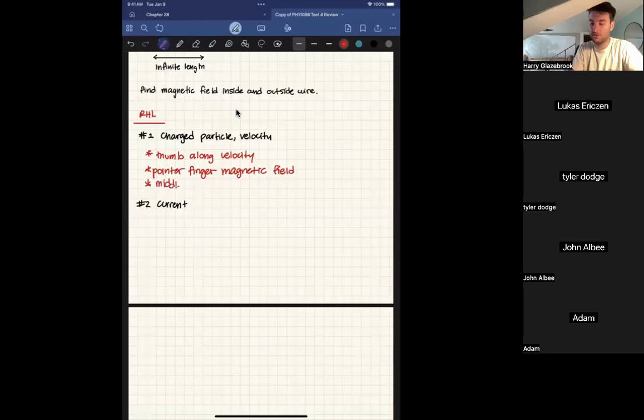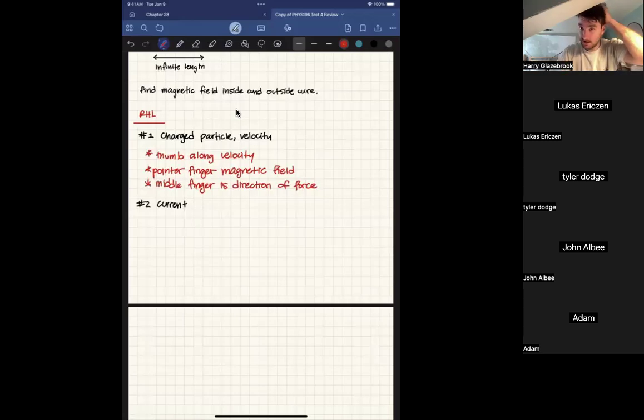Middle finger is the direction of the force. So again, with all these problems, you're going to use the equations to find the magnitude of anything you're trying to find. The direction's always going to be given to you with your right hand rule. If you're doing charged particles with velocity, thumb goes along the velocity, pointer finger goes in the direction of the magnetic field, middle finger goes in the direction of the force. Cool.